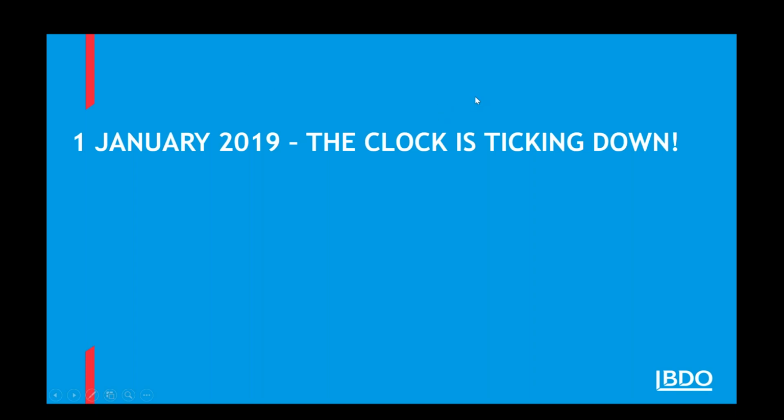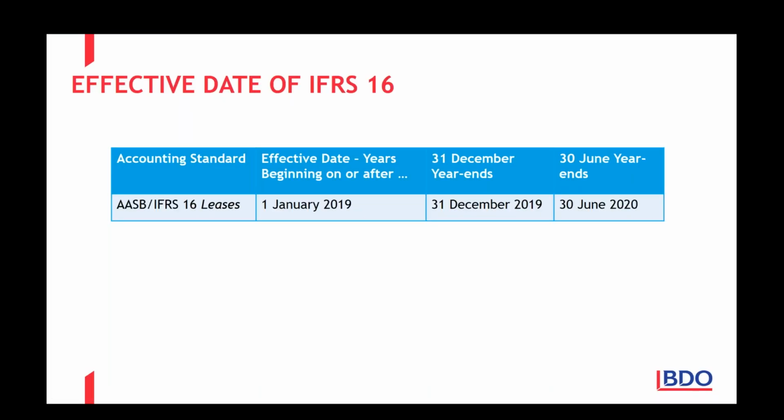So if we look at 1 January 2019, the clock is ticking down. The effective date of IFRS 16 and also AASB 16, and you'll see I use the terminology AASB 16 and IFRS 16 interchangeably because they're exactly the same, is for years beginning on or after 1 January 2019. Therefore, if you've got a 31 December year end, you'll have to apply and disclose and incorporate into your financial statements for the year ending 31 December 2019. If you've got a 30 June year end, we're talking about 30 June 2020.